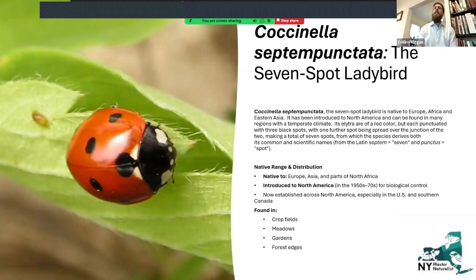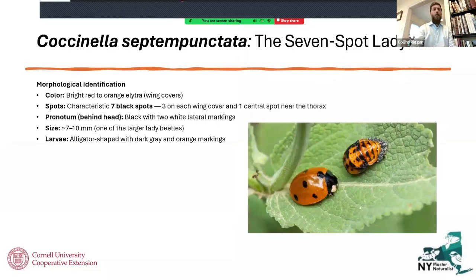It was introduced between the 1950s and 70s, and this was originally done as a biological control method. Just like a lot of things that we did during this time period or even before, we didn't necessarily know the lasting effects. So that's when they were first brought over. You can find them pretty much anywhere: crop fields, meadows, gardens, and forest edges as well.